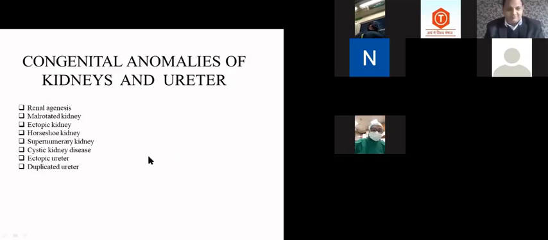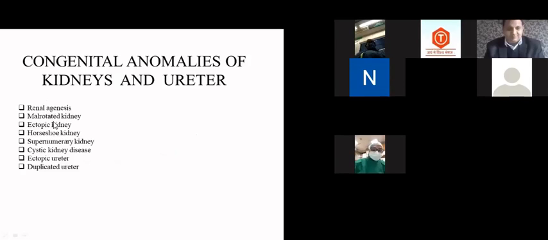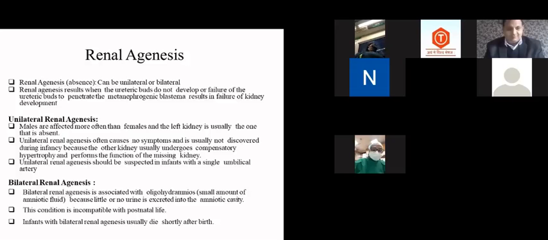Now, coming to the congenital anomalies of kidneys and ureters, under this heading we are going to see the following anomalies: renal agenesis, malrotated kidney, ectopic kidney, horseshoe kidney, supernumerary kidney, cystic kidney disease, ectopic ureter, and duplicated ureter. We are going to deal with each one by one. Renal agenesis is the absence of one or both of the kidneys. That is, it can be unilateral or bilateral.